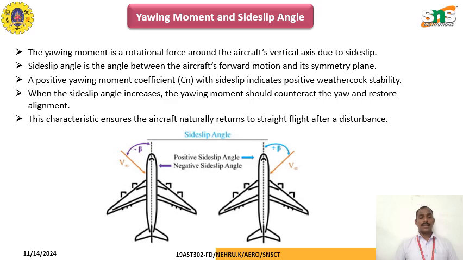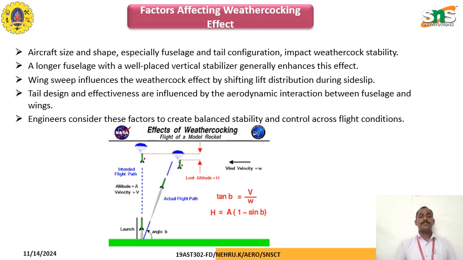Coming to yawing moment and sideslip. Yawing moment is a rotational force around the aircraft's vertical axis due to sideslip. Sideslip angle is the angle between the aircraft's forward motion and its symmetric plane. A positive yawing moment coefficient Cn with sideslip indicates positive weathercocking stability. When the sideslip angle increases, the yawing moment should counteract the yawing and restore alignment. This characteristic ensures the aircraft naturally returns to its straight flight after a disturbance.